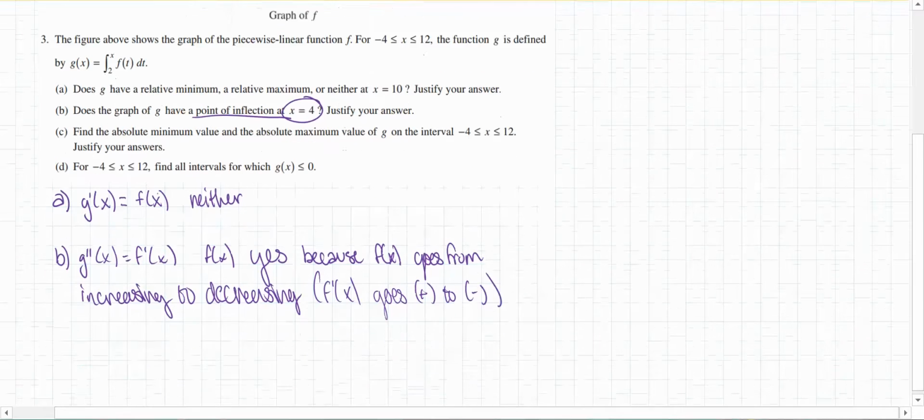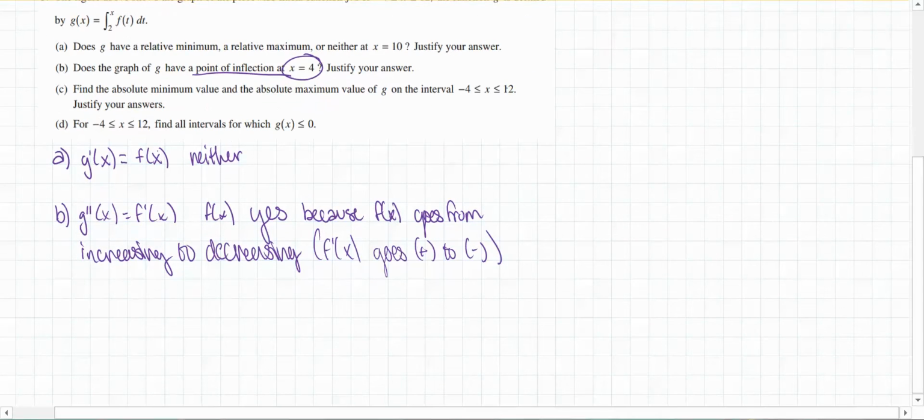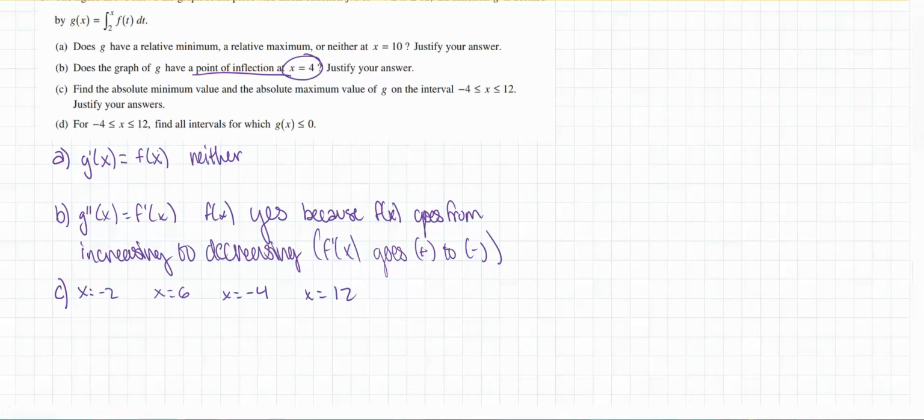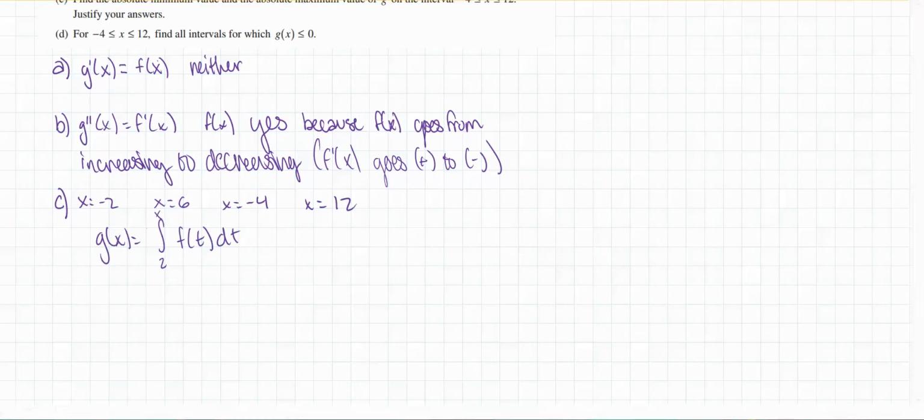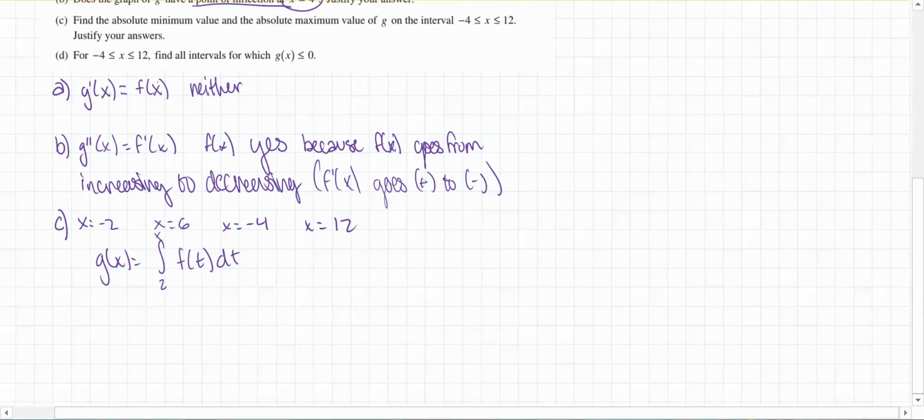And C asks for the absolute min and absolute max for g when x is negative 4 to 12. So g is going to have a relative min or max when it changes sign, and it changes sign at x equals negative 2 and x equals 6. And then we also have to check the endpoints, which are negative 4 and 12. And then from there we just take the integral for each of these, because g of x equals the integral from 2 to x of f of t dt. So we just have to plug in each of these values.